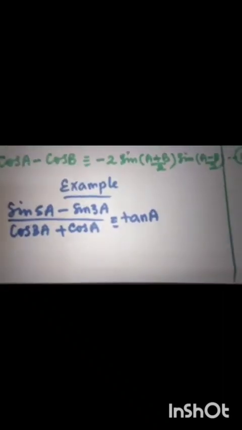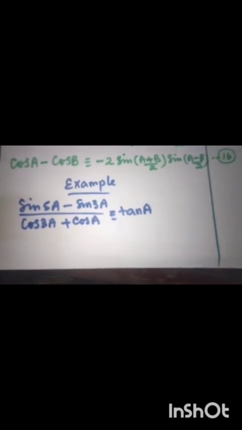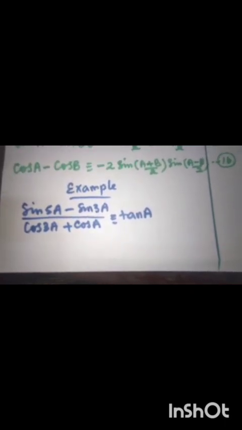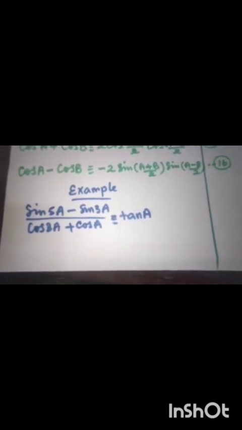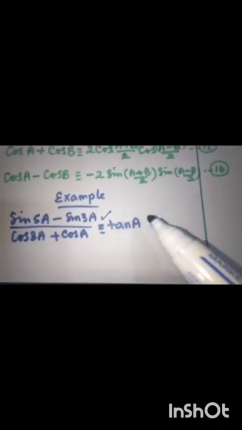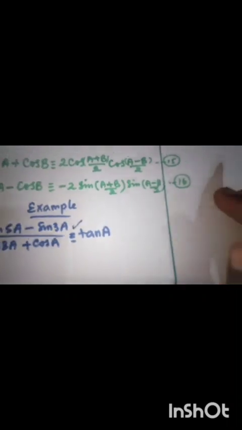Now, let's look at this example. Prove that sine 5A minus sine 3A over cos 5A plus cos A is equal to tan A. Looking at the numerator, it is a difference of sines, so we are going to use equation 14.